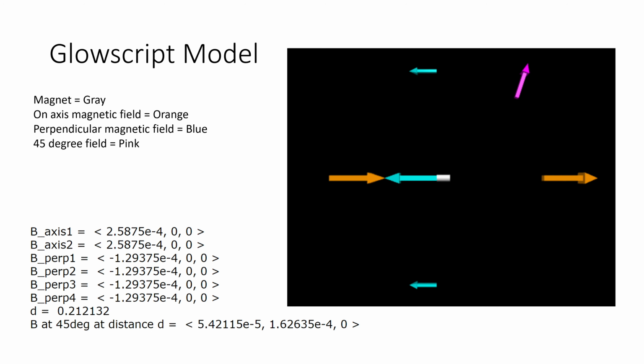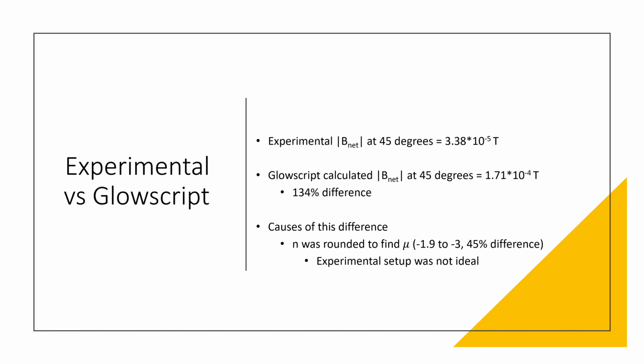So this is our Glowscript model. We can see that our magnet is our gray bar, the on-axis magnetic field is the orange arrows, the perpendicular magnetic field is the blue arrows, and the 45-degree field is the pink arrow. This is the output from that program, and the important pieces that we want to look at are the experimental versus Glowscript values. The experimental B net that we calculated at 45 degrees was 3.38 times 10 to the negative 5 Tesla, but Glowscript calculated this as 1.71 times 10 to the negative 4 Tesla, which is about a 134% difference.